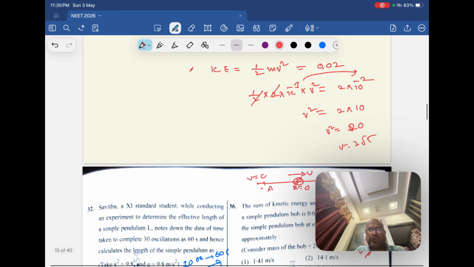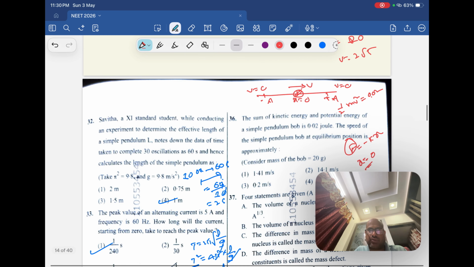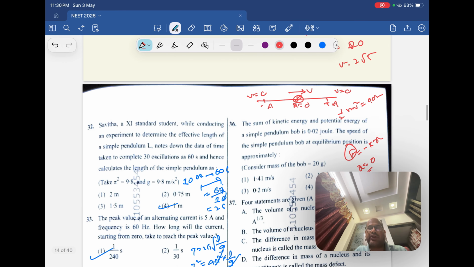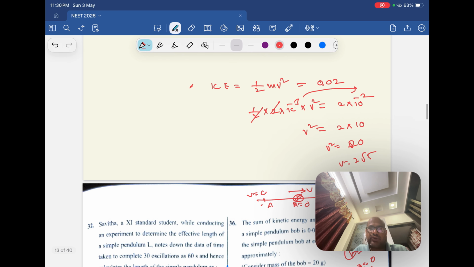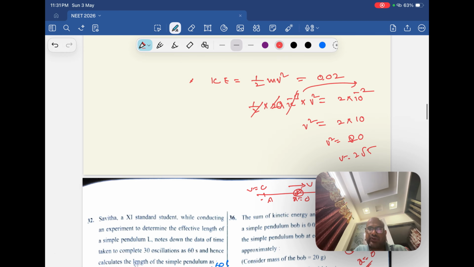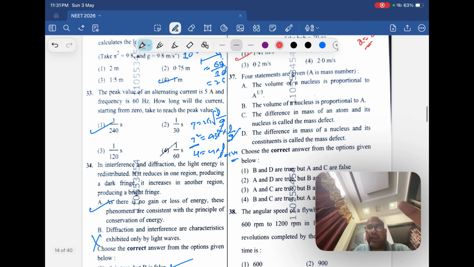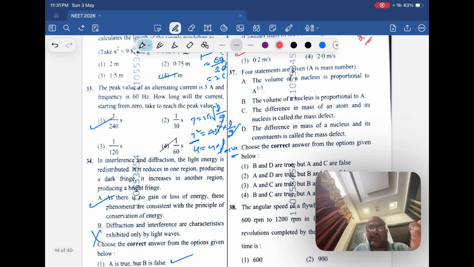Half m, mass is 2 grams. 2 into 10 power minus, mass is 20 grams, sorry, 20 grams. So 20 and 10, 10 comes. About this becomes 10 power minus 2, this gets cancelled. So v is equal to root 2, right? When you write v is equal to root 2, 1.414. So this answer is the right answer. See, calculation mistakes lead to wrong answers. Be careful, okay?